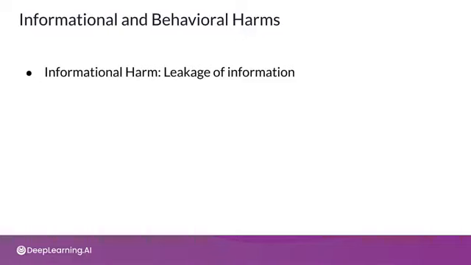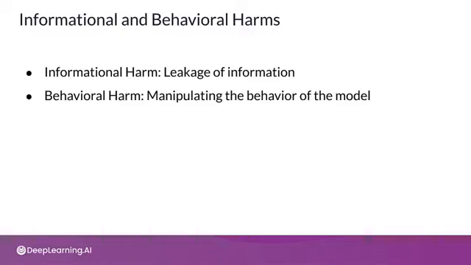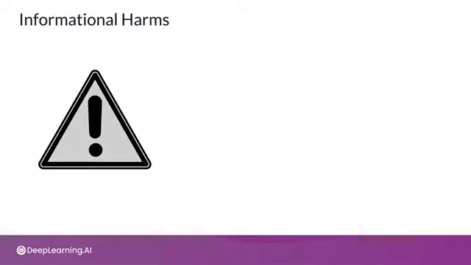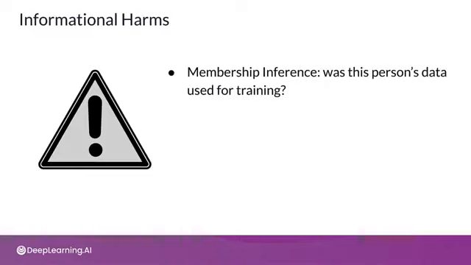Informational harms relate to the unintended or unanticipated leakage of information. Behavioral harms, on the other hand, relate to manipulating the behavior of the model itself, impacting the predictions or outcomes of the model. Let's look at informational harm. Membership inference attacks are aimed at inferring whether or not an individual's data was used to train the model based on a sample of the model's output. While seemingly complex, studies have shown that these attacks require much less sophistication than is frequently assumed.